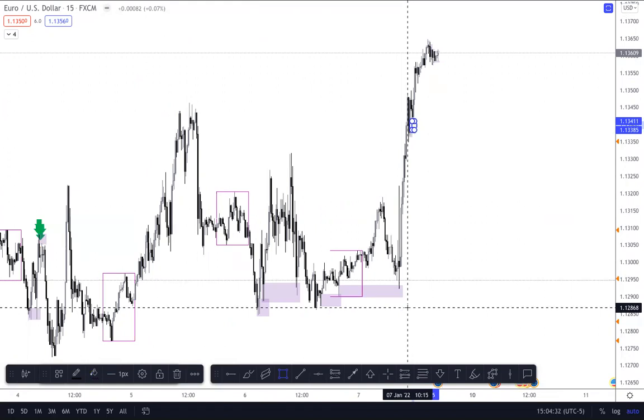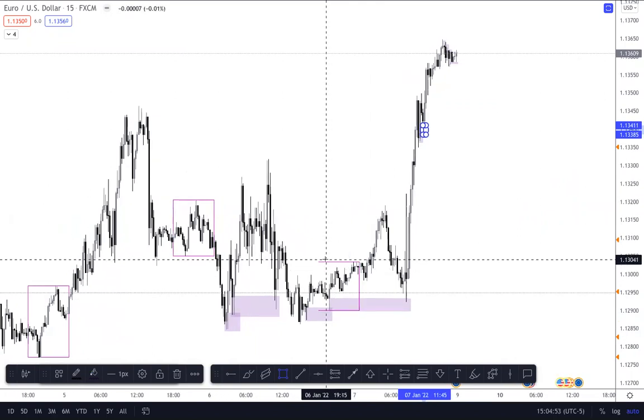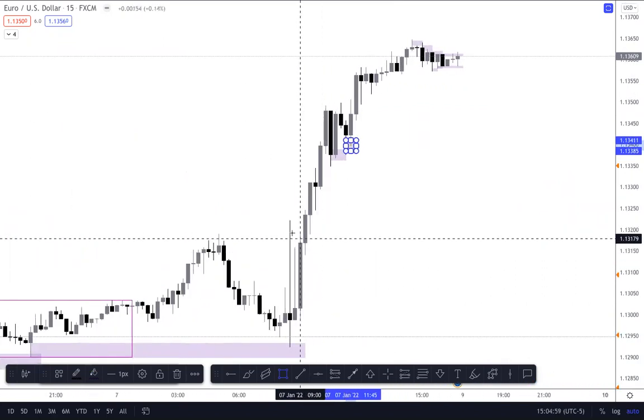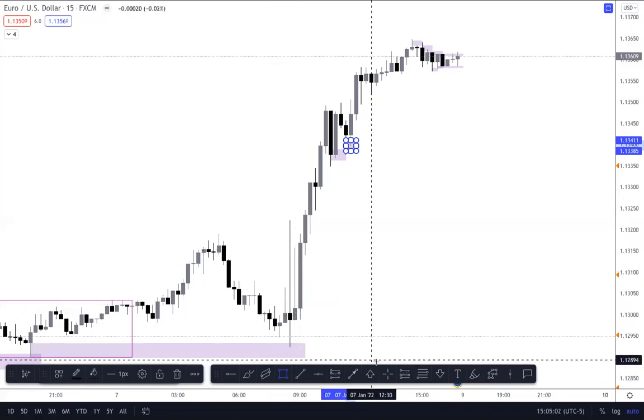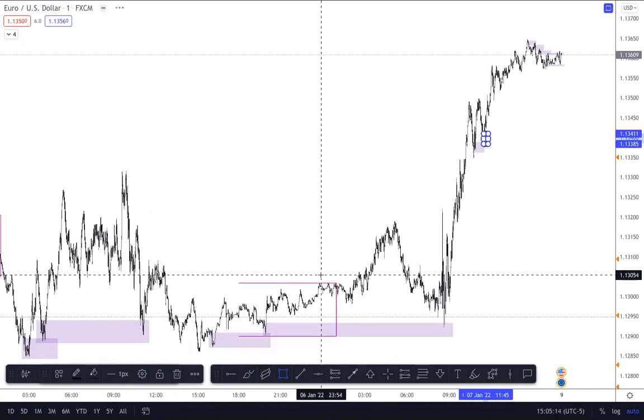So now that we know what imbalances and wicks are, let's move our way into IFCs and refined IFCs. So what is an institutionally funded candle? Basically, in my opinion, institutionally funded candles are those with massive wicks, those that have shown true intent in the market. This right here is an institutionally funded candle, or an IFC. But what I really want to show you today are refined IFCs.